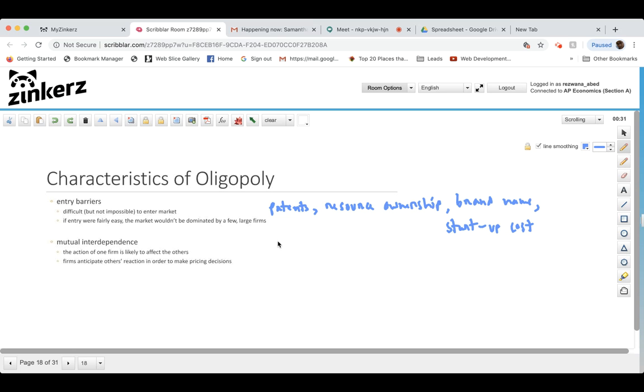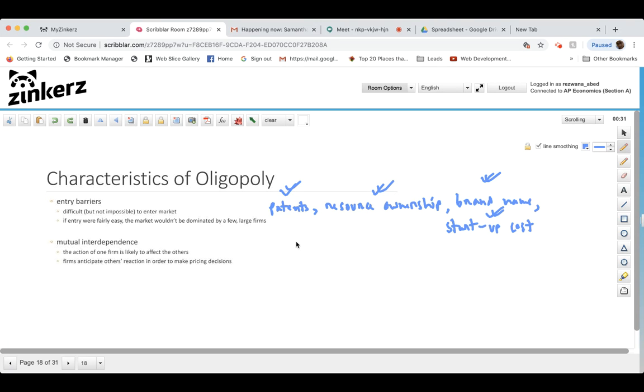If it was really easy, right, it wouldn't be dominated by a few large firms. So these large firms probably have all of these things working for them. They have patents for their products. They have resource ownership. They have brand names, loyalty from customers that they have created over the years. They probably paid a high startup cost to get started. So to overcome all these barriers is rather difficult for a new firm, although it's not impossible.